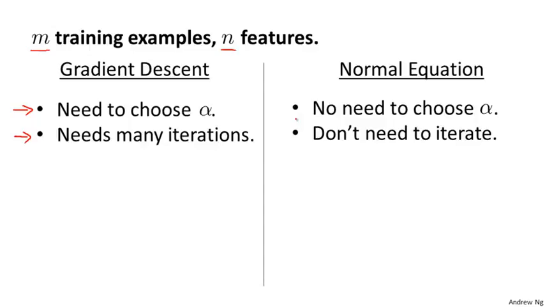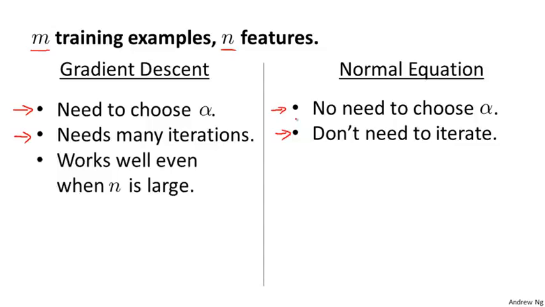As for the normal equation, you don't need to choose any learning rate alpha, so that makes it really convenient, makes it simpler to implement, and you just run it, and it usually just works. And you don't need to iterate, so you don't need to plot J of theta, check for convergence, and take all those extra steps. So far, the balance seems to favor the normal equation. Here are some disadvantages of the normal equation and some advantages of gradient descent.